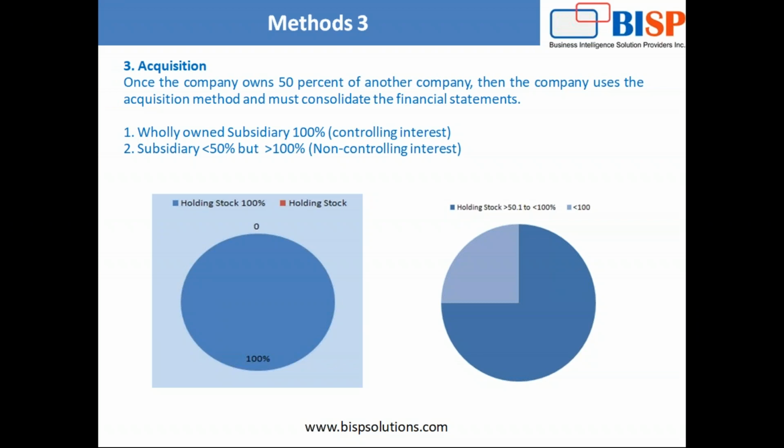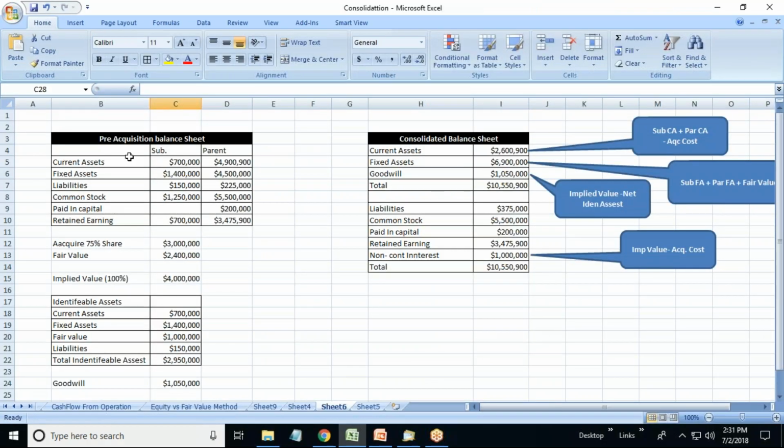So how do we calculate the non-controlling interest? Let's check it in Excel. This is the picture of 100% ownership and less than 100% ownership. Here is the pre-acquisition condition. There are two balance sheets: this is the balance sheet of the subsidiary, and this is a very summarized balance sheet of the parent, with current assets, fixed assets, liabilities, common stock, and retained earnings.